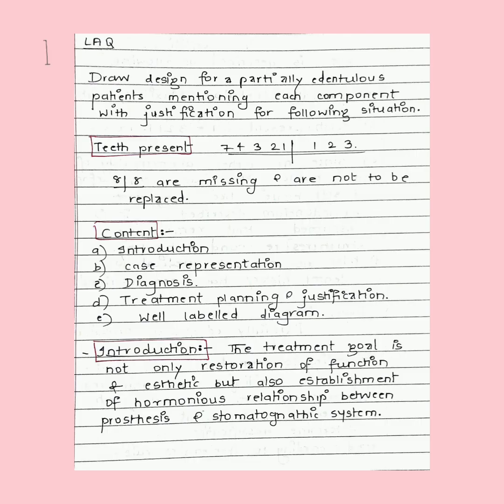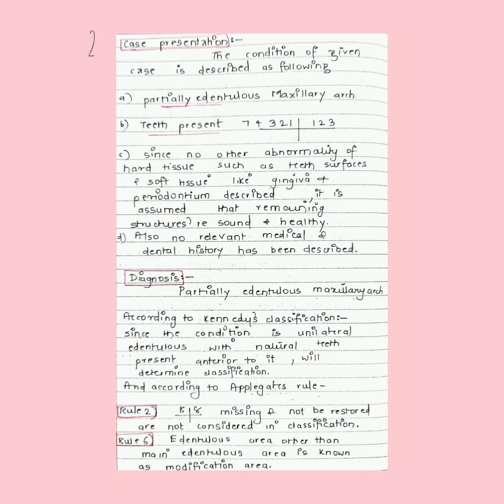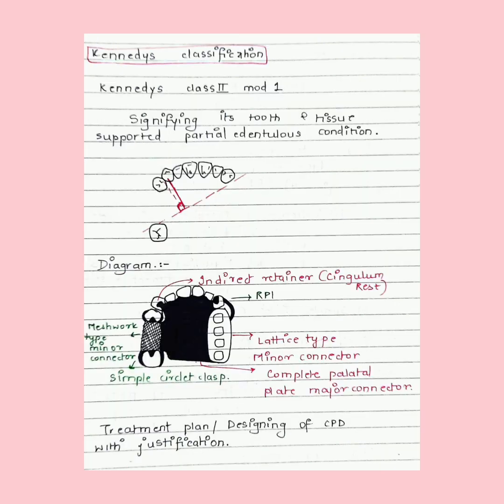This was the question asked in 2016 for Winter's batch. So you will be given teeth present and teeth missing, and then you have to draw a design for this partially dentulous arch, mention each component, and justify your choice of clasp or retainers or connectors. And this is the format on how you should answer this question.